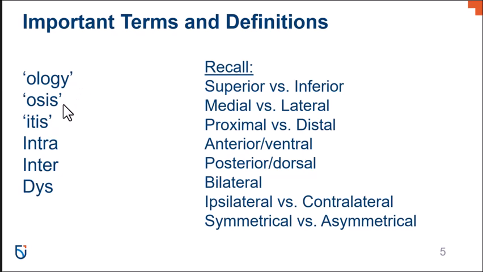Osis is a suffix that you'll see to denote a condition or state. So scoliosis, osteoporosis. Osis refers again to a condition or state. Itis refers to inflammation. So an example, gingivitis, inflammation of the gums. Meningitis, inflammation of the meninges. So anytime you see itis, it is fair to assume that there are some inflammatory markers present that would indicate that the area or areas are inflamed.